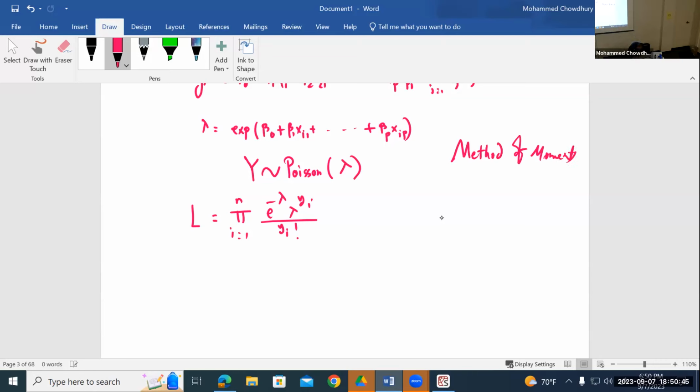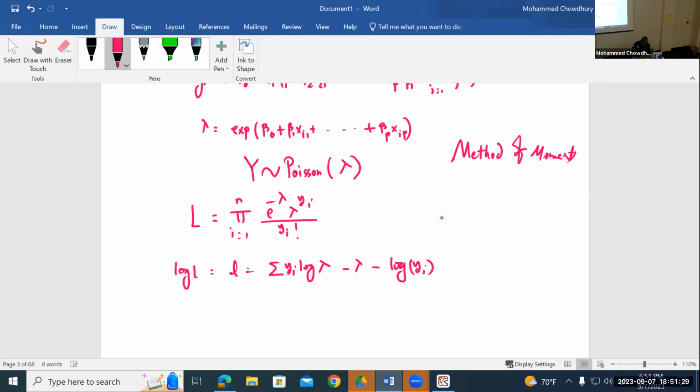R.A. Fisher gave this method to estimate the parameters. This is maximum likelihood. Now, if I take the log of L, it would be written as small l equal to the sum of y_i log lambda, minus lambda, minus log of y_i factorial. If you take the logarithm of this, you will end up with this.